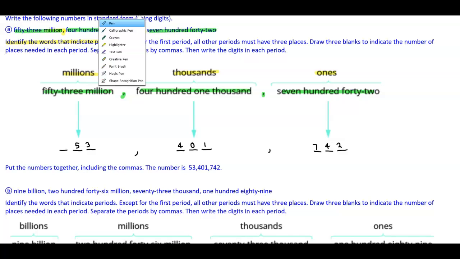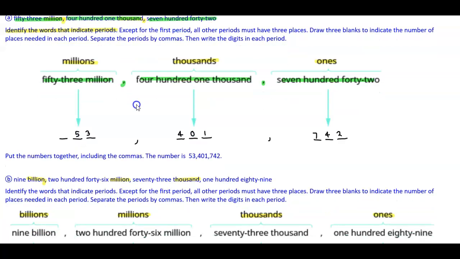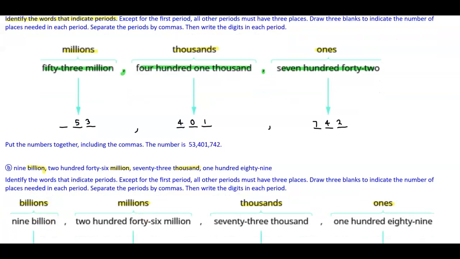Which says 9 billion, 246 million, 73 thousand, 189. So again, let's identify the words that indicate the period. So we have the first period, which is billions, and the next period is millions, and the next period is thousands, and then the last period is ones. Now again, underneath that, we're going to write down the number in each particular period. So we have 9 billion, comma, and then there's 246 million, comma, there's 73,000, comma, and then there's 189.